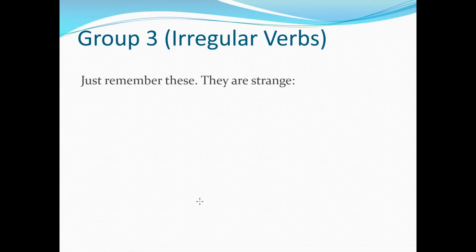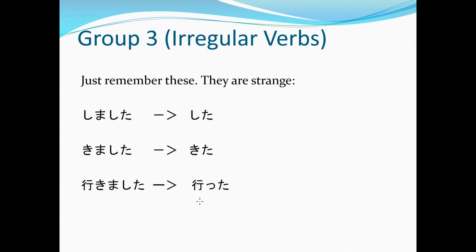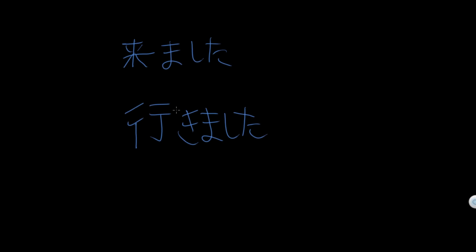And group 3 are irregular verbs. Remember, they are just really strange, so you need to know them off by heart. Shimashita goes to shita. Kimashita goes to kita. Ikimashita goes to ita. Be careful. So kimashita, take off the mashita, becomes ki. Ta.